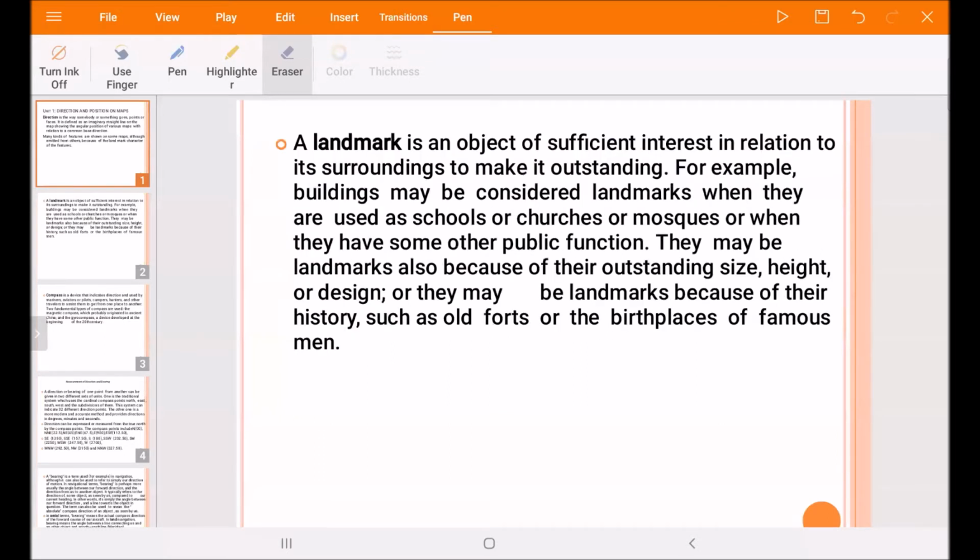The other topic is identification of direction. When we identify the direction of a place on the map or in the field, we start from the 0 degree north point and move in a clockwise direction.